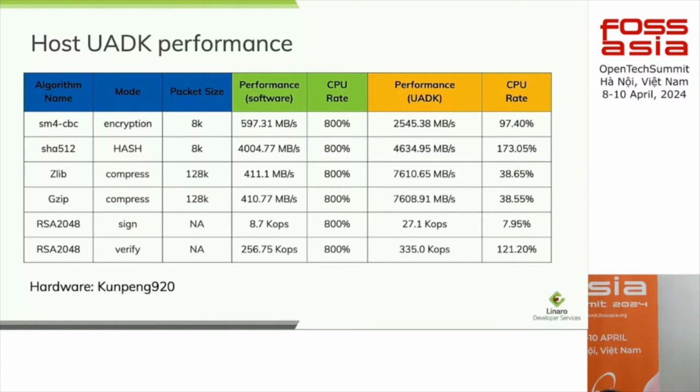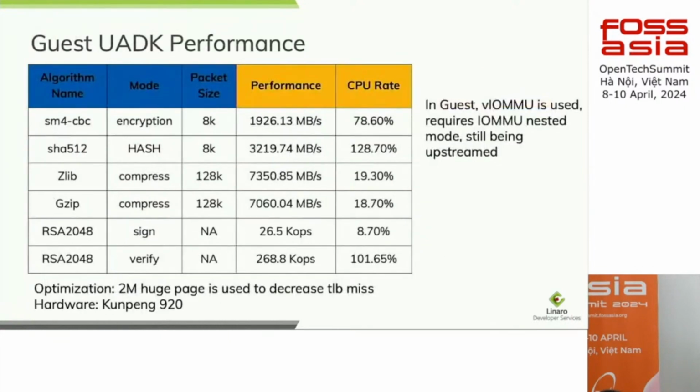This is a host. This is a guest. In the guest, we have to use virtual IOMMU. It needs nested translation. It is still in upstream. We use techniques to support better performance in the guest. We know in the guest there is some penalty because there is a nested translation: the virtual address in the guest has to translate to the physical address of the guest, and then lastly the physical address of the host. So there is some penalty.